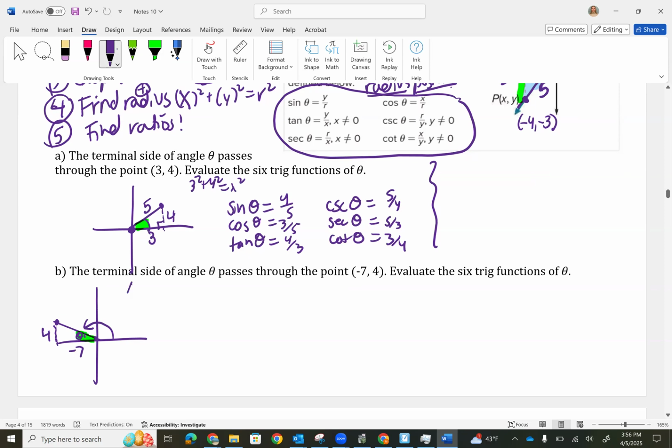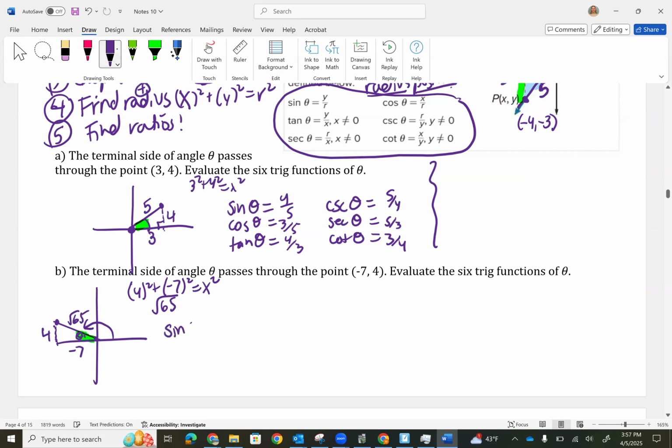Use the Pythagorean theorem, so you're going to go 4 squared plus negative 7 squared equals r squared. If you add those up, you're going to get 16 and 49, which is 65. We're going to square root it, so this is the square root of 65. So this one gets a little special.